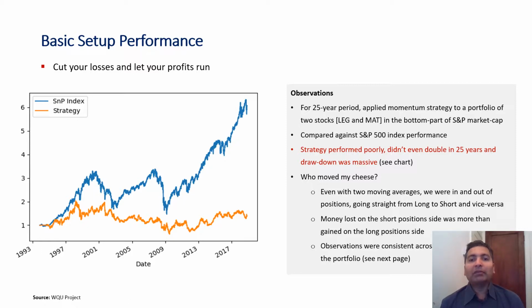Well, what happened? When we look beneath the hood, there were three things that were impacting the performance. One was we were in and out of the positions too much. We went from straight long to straight short, and that was creating a lot of whipsaw. There was money lost on the short position side, which was very frequent and was not compensated enough, whereas money gained on the long position side was still being compensated. These observations were consistent not just on a handful of stocks, but also on the index itself.